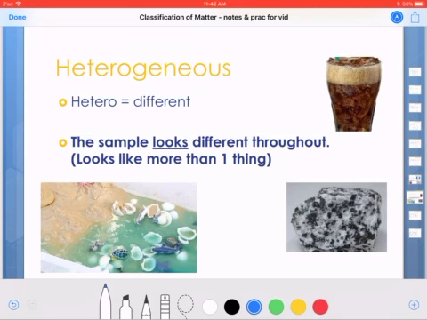If you're looking at the granite over here, you can see the different minerals with the different colors within the rock. And then, of course, the soda pop, you can see the ice, you can see the soda, you can see the carbon dioxide. So there's a whole bunch of different parts to that sample.